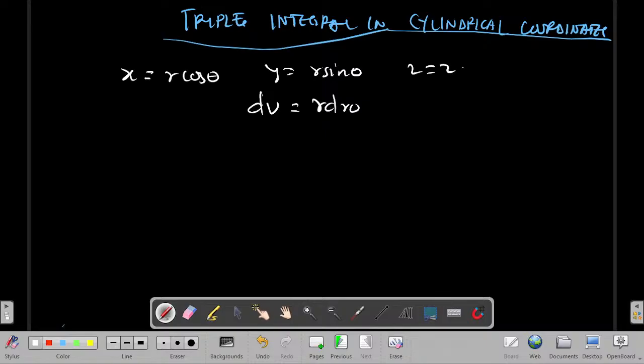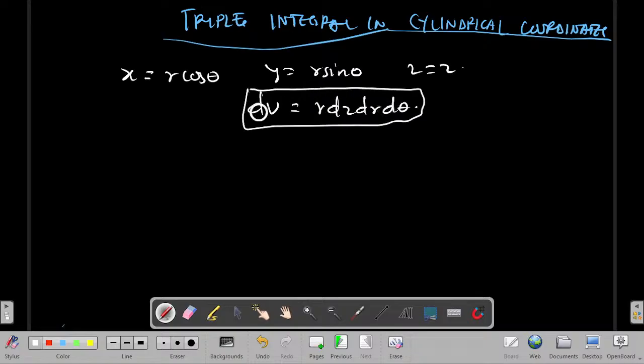You learn this when you are doing the Jacobian, how to prove change of variables. So dV is simply equal to r dz dr d theta. This is what you should take note of in our integral. Wherever you see the dV, replace it with r dz dr d theta. Please, the order counts a lot. That makes it cylindrical coordinates.